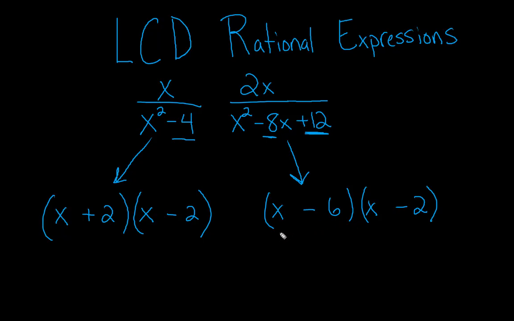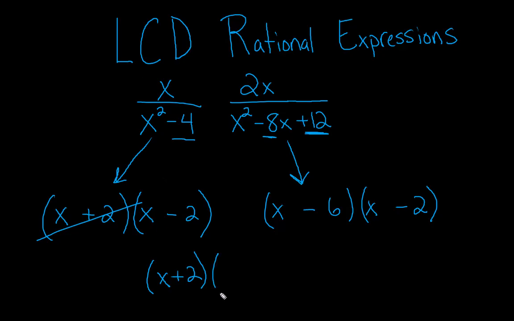From here, to find our least common denominator, we're going to multiply all the different factors together, okay? If we have the same factor in each one, we are going to use the one that has the greatest exponent. I always like to start left to right. So our first factor here is going to be x plus 2. All right, I'm going to cross that out. Is there an x plus 2 over here? Nope, there's not. So we can just move on to the next one.